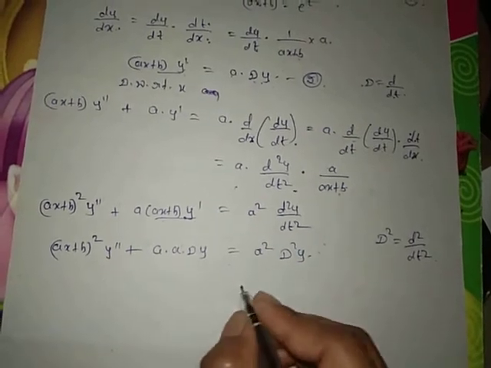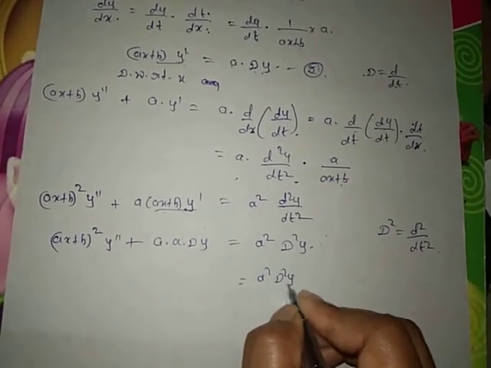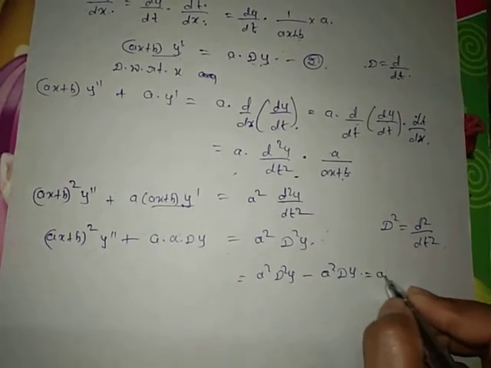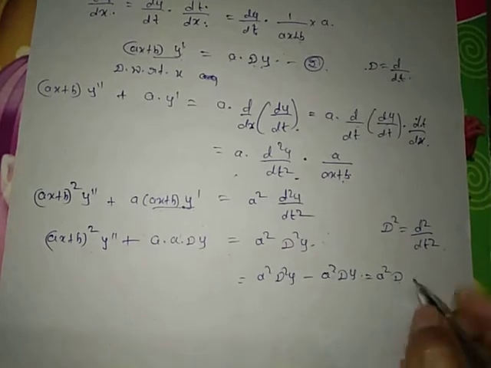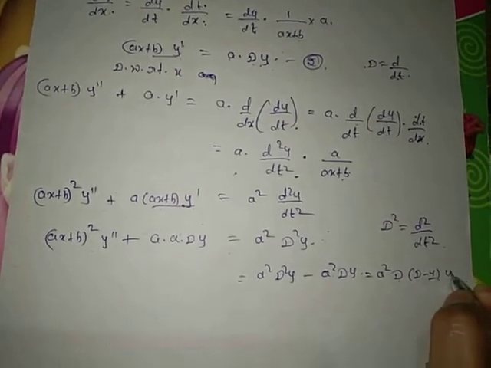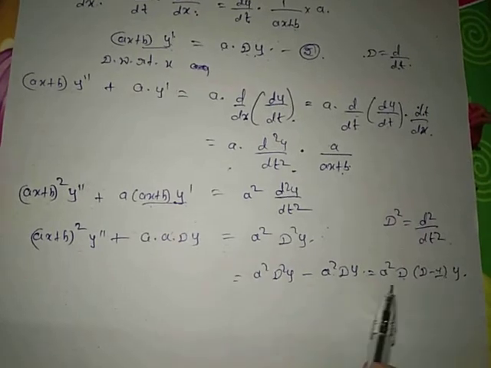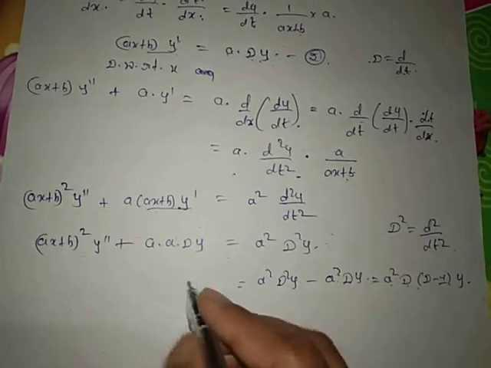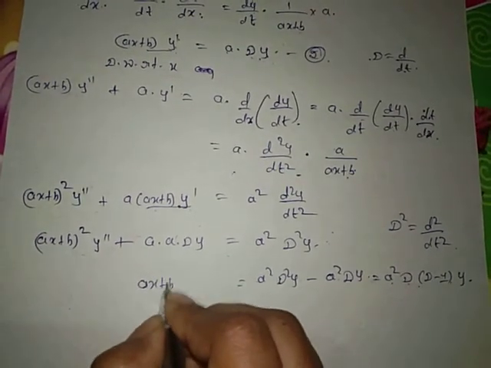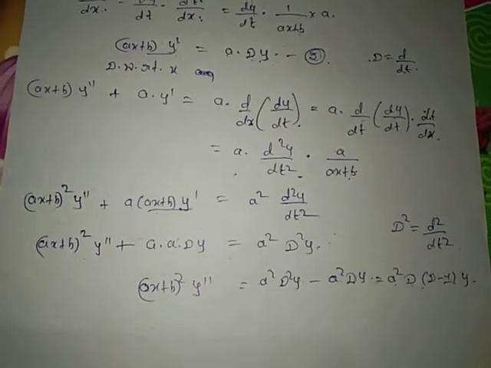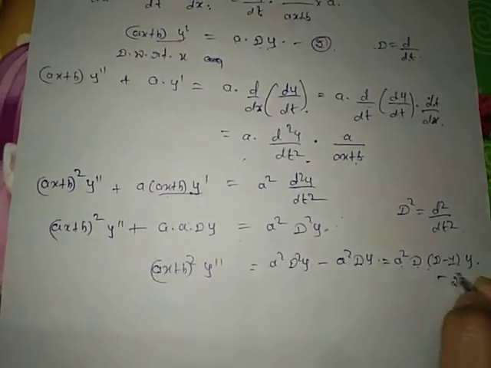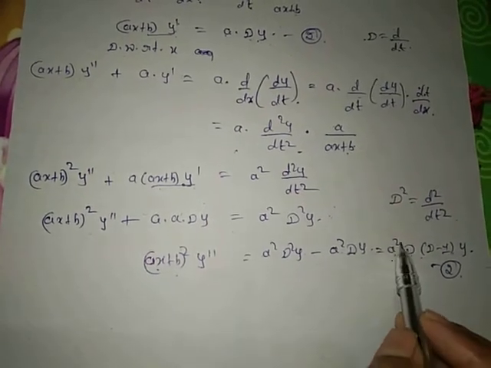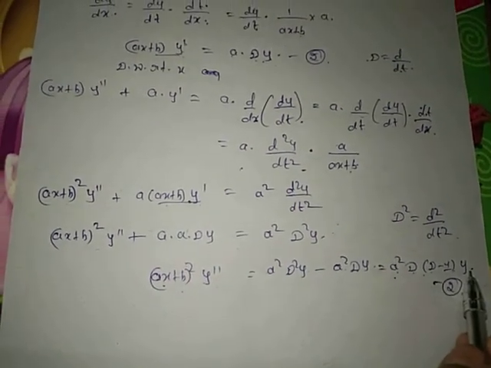Now take this term also onto the RHS side: a square d square y minus a square dy. Take a square common and also d common. Remaining is d minus 1 into y. Y is also taken outside. Take a square and d common. In the LHS, the remaining term is ax plus b whole square y double dash. So call this one equation 2. Ax plus b whole square y double dash is equal to a square d minus 1 into y.